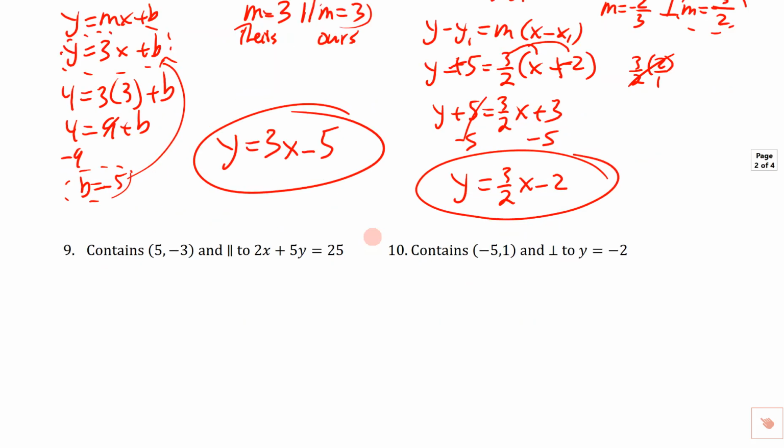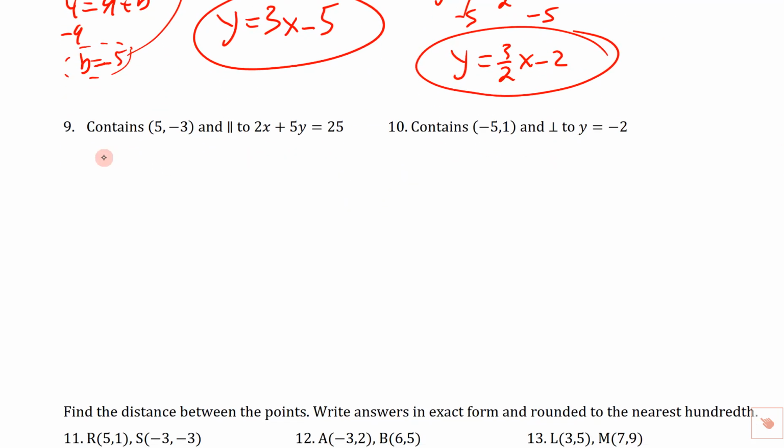So I'm going to come down here, and I'm going to do number 9 using the point-slope formula. We're still going to change it into slope-intercept, and then I'll come back here and I'll do number 10 just using slope-intercept exclusively. So when we look at number 9, we'll notice that we've got this point right here, and we've got to make a line that's parallel to this one. So we need to figure out what the slope is, and it's not in slope-intercept form.